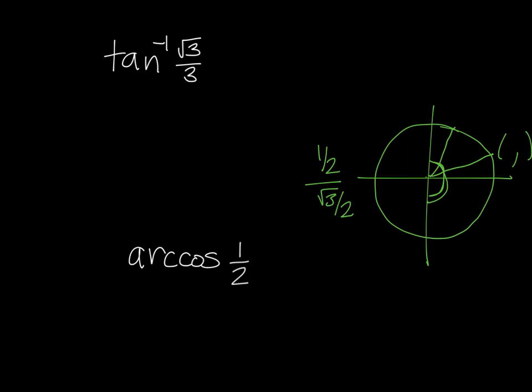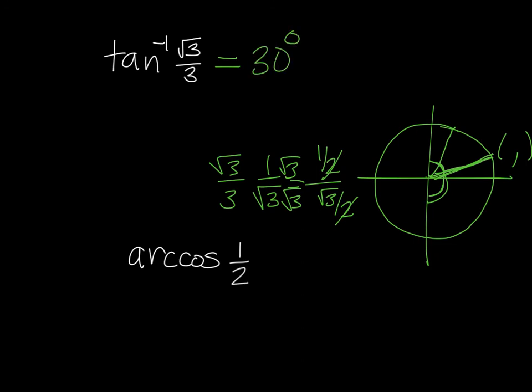Okay, so now if I simplify that, the denominators cancel. So now I get 1 over root 3. And then I have to rationalize that. And so then I get root 3 over 3. So we guessed it right the first time. I did 30 degrees. So tangent inverse of root 3 over 3 is 30 degrees.